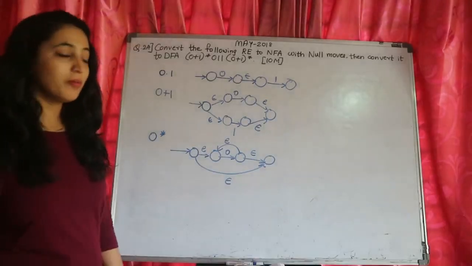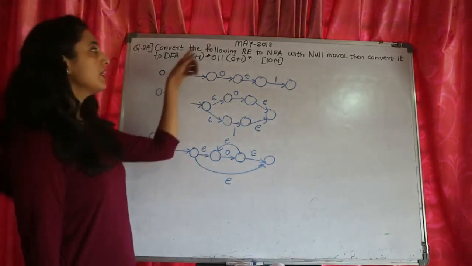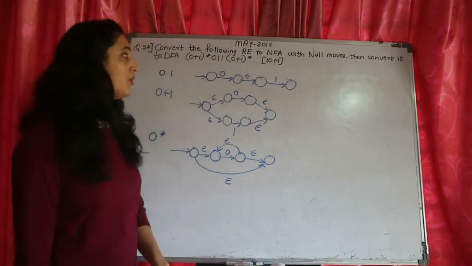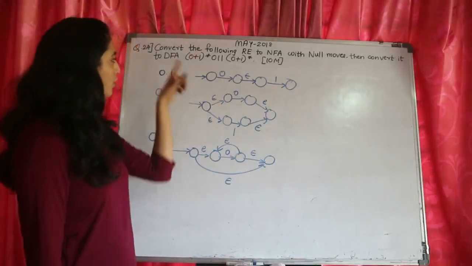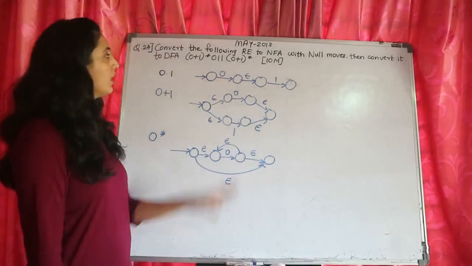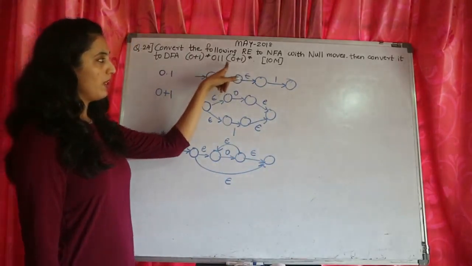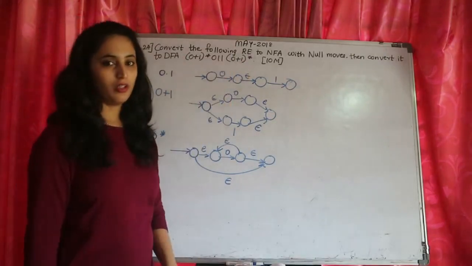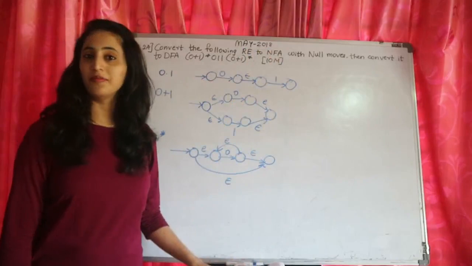Question number 2a. Let us read the question. Convert the following regular expression to NFA with null moves. Then convert it to DFA. The regular expression is given as (0+1)*0 1 1 0 (0+1)*. This question came for 10 marks in May 2018.